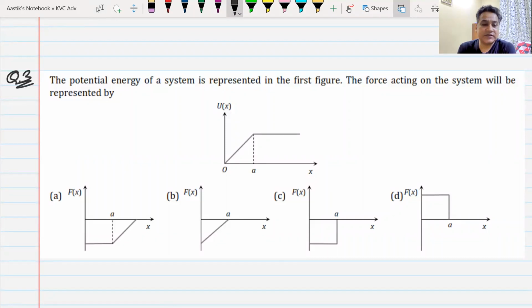The potential energy of a system is represented in the first figure. The force acting on the system will be represented by which figure? These are the type of questions that are in fashion these days. When I say they are in fashion, I mean these type of questions are coming these days. I'll give you 2 minutes to solve this.